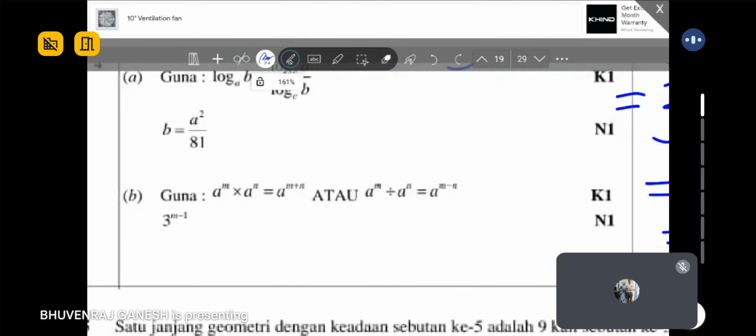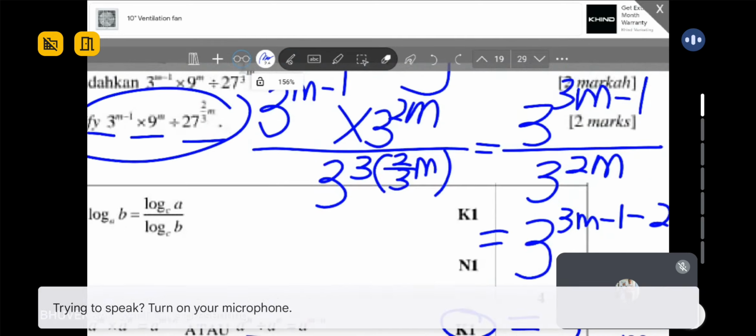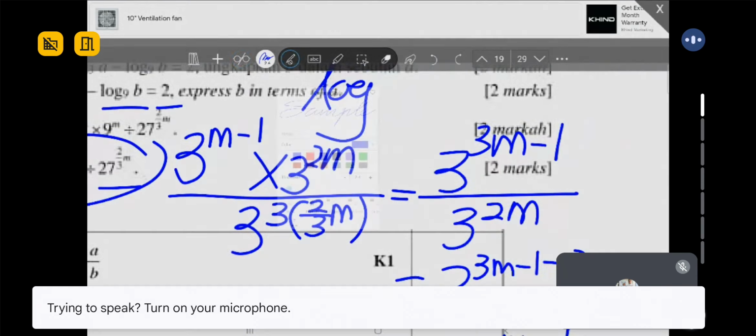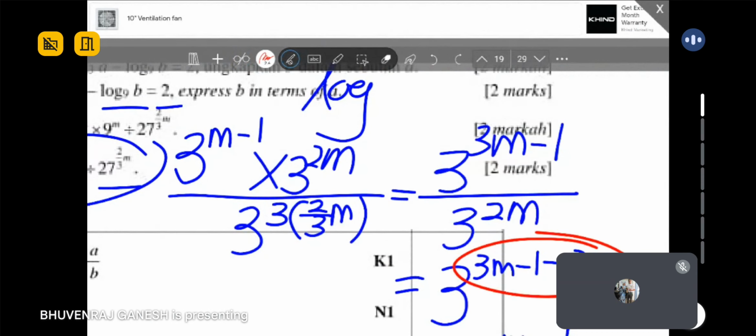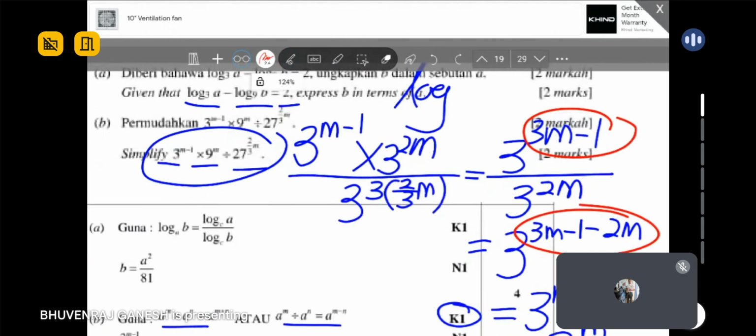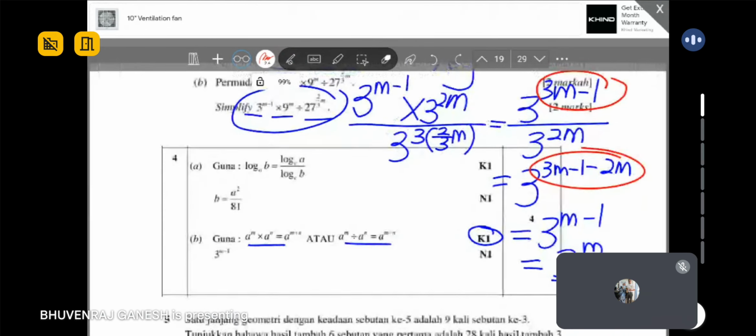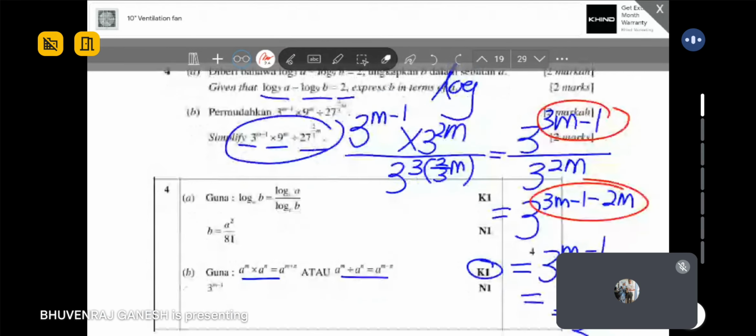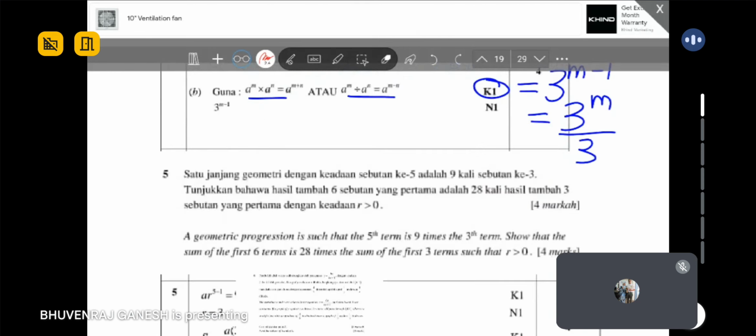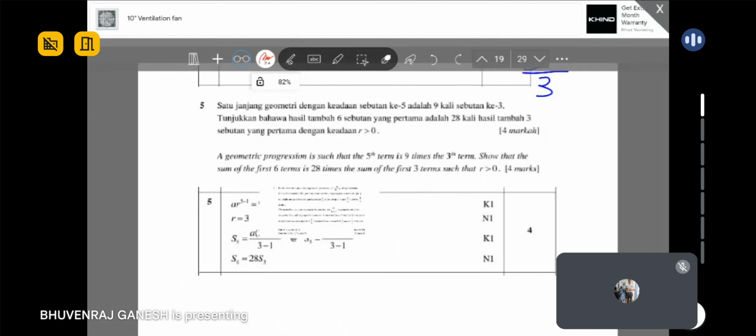Okay, so can you see, guys? The first mark, you will always get when you show your indices rule in your working. Okay, example is this one lah. This is your indices rule. Am I right? And then what else? This one. This one also is your indices rule. So whenever you show the rule, you will get 1 mark. Okay? Are you clear, guys? Question 4, okay? Everyone understand? So we go on. If no question, I just proceed only.